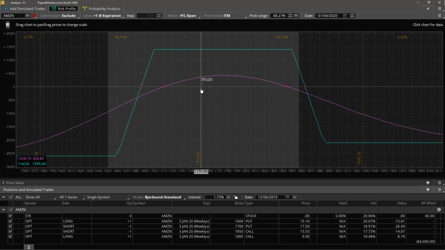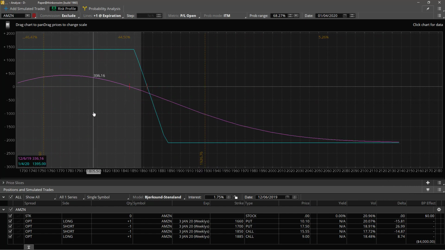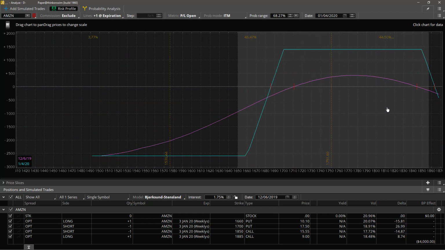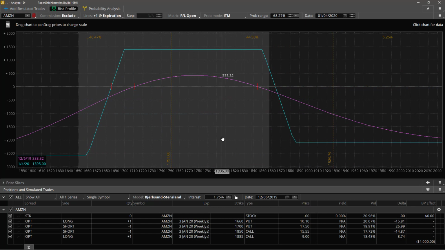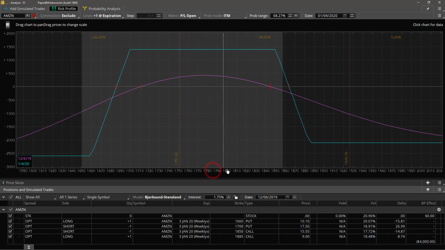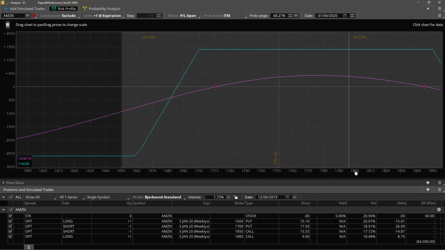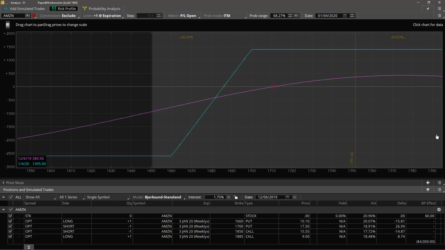Now, the way you manipulate this chart, if it's not giving you the view exactly that you want, you can click on it and pan to the left, click on it, pan to the right. If you move up and down, it doesn't go anywhere. If you click on the stock prices, you can scroll outward like this to stretch these out.